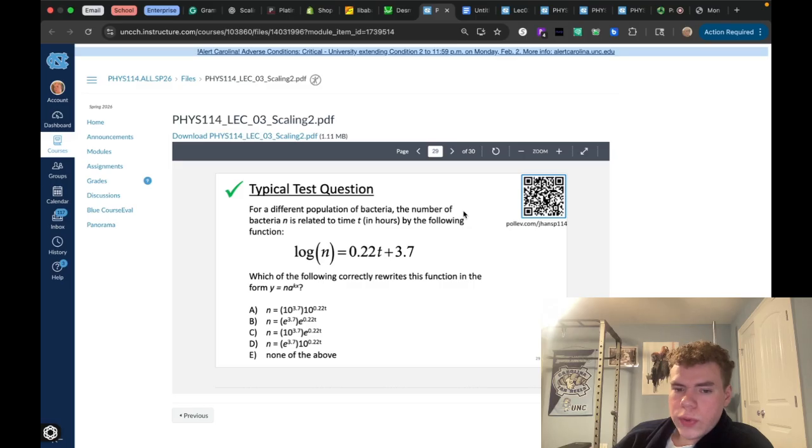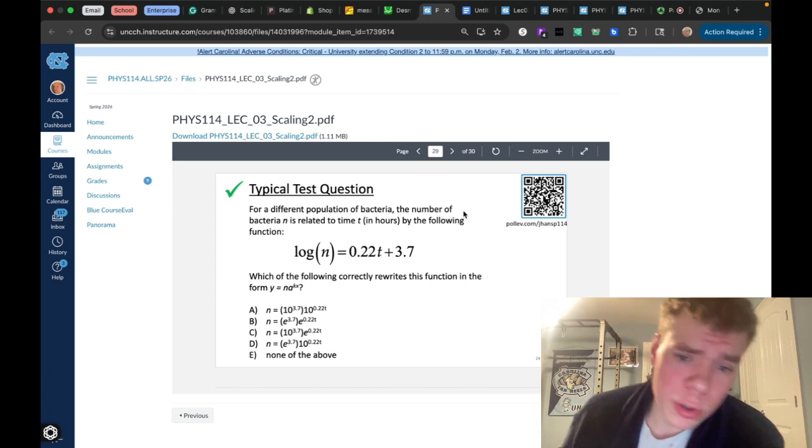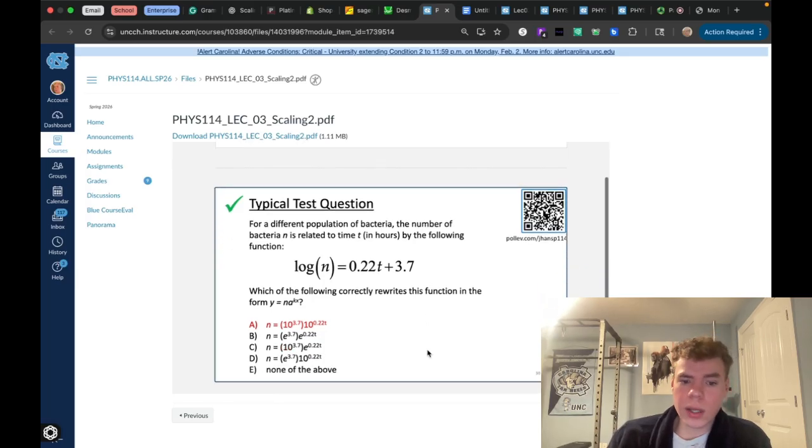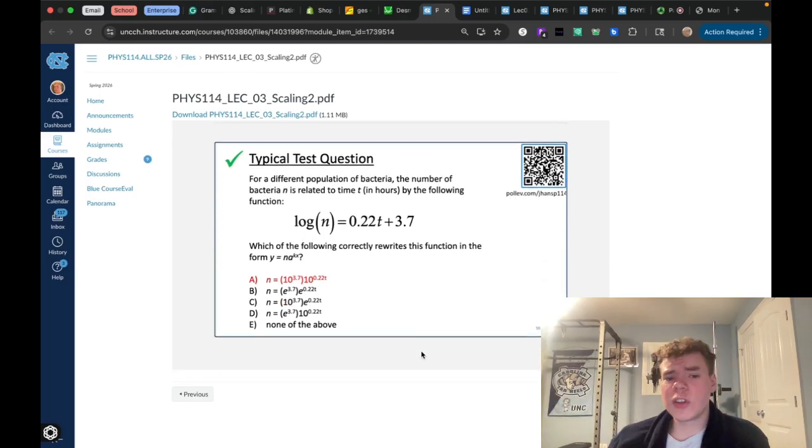Well, I know 0.22, that's the slope, right? So I'm assuming that the slope would be the one with the E. And then 3.7, that'll be the one with 10, I guess. So I guess it's C. We're gonna say it's C. Or we don't quite get it. I don't understand. It's A. I don't know. It looks like they're not gonna explain it.